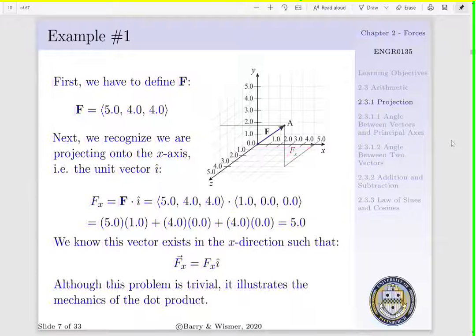We know this vector exists in the x direction, such that we can find f sub x is equal to f of x times i hat. That is, our force vector in the x direction is going to have a magnitude of 5.0. Now we know this problem is somewhat trivial because we already had the x component of our force vector, but it illustrates the mechanics of the dot product.